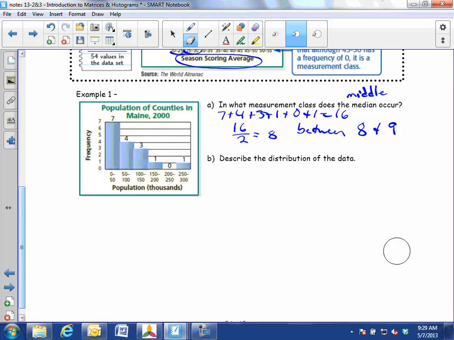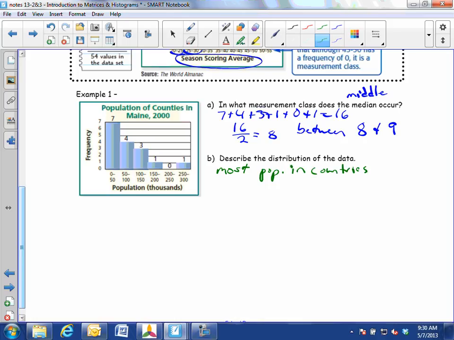Next thing they want us to do is to describe the distribution of the data. So it's asking us to just look at the table and tell what it's telling us. Well, just looking at it, what do you know? Most of the counties, or the majority of the counties, are 0 to 50, or 0 to 50,000. All right. Most population in counties are between 0 to 50.